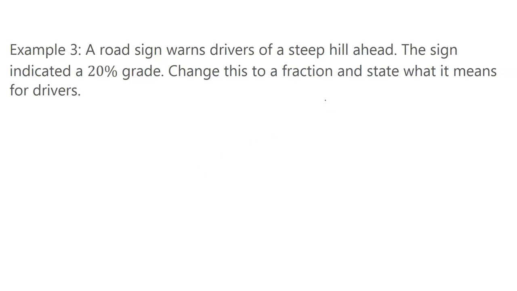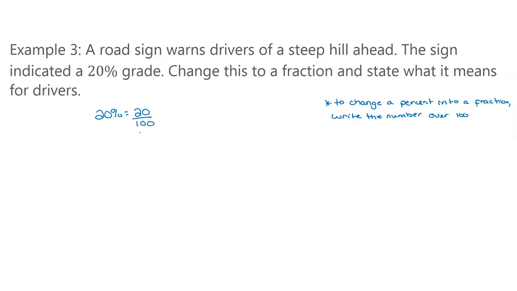So to remind you what to do, I'm going to make a note. To change a percent into a fraction, write the number over 100 because percent means per 100. So 20% is the same as 20 over 100. Now I can reduce this by dividing top and bottom of the fraction by 20. And that gives me 1 over 5.